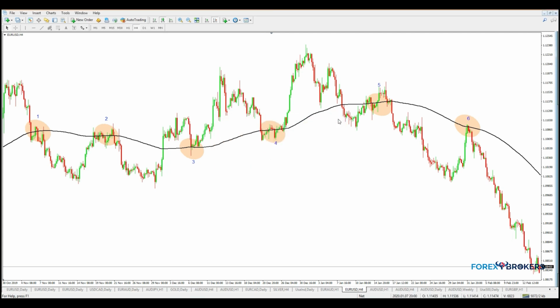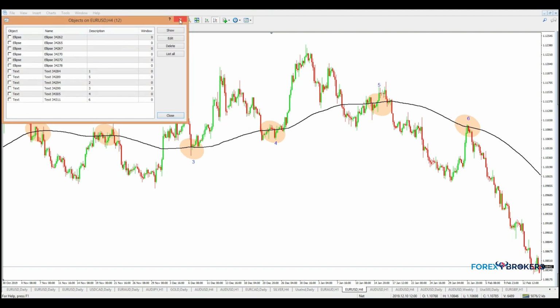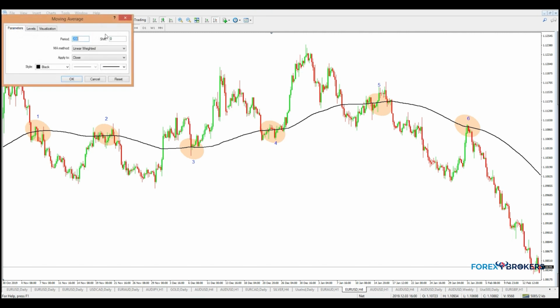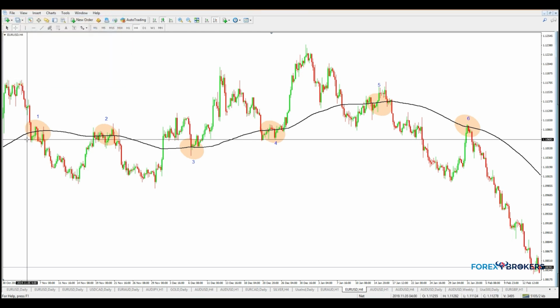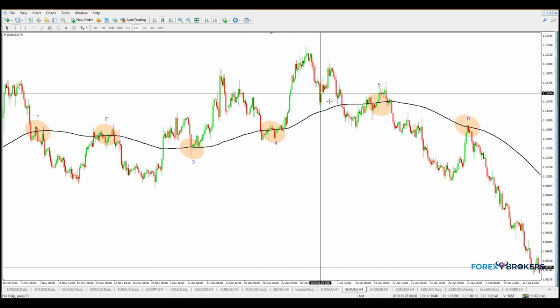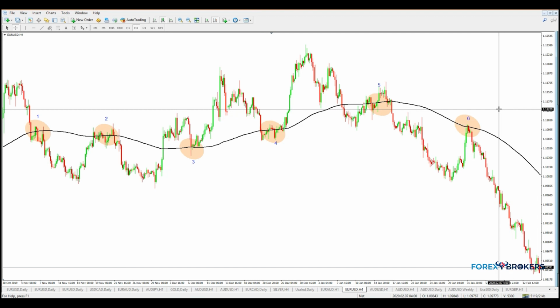The bigger the number of periods considered, actually this is not the 14. If we go on the objects list, indicators, moving average, edit. This is the 200 moving average. How did I know that this is not a 14? Because the more periods are considered, the flatter the moving average becomes. A 14 periods moving average will follow the price closely.